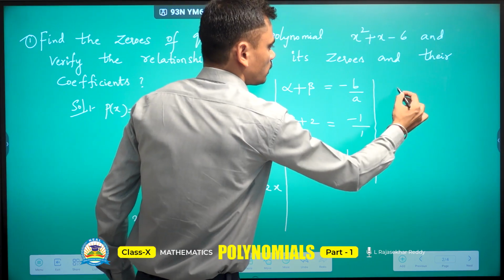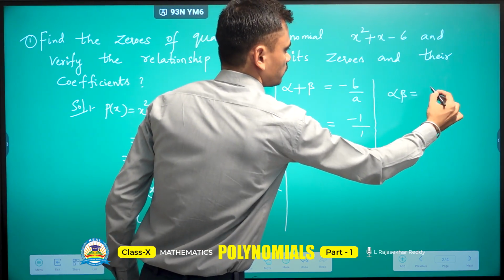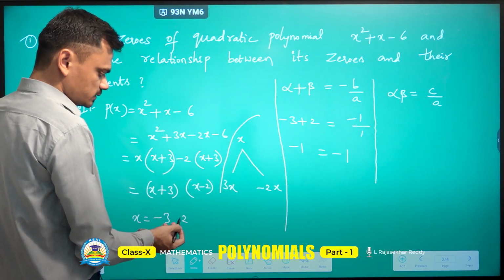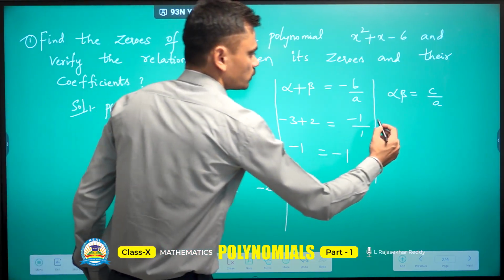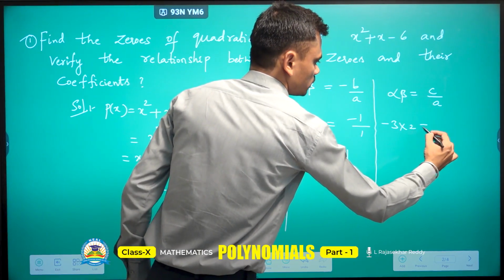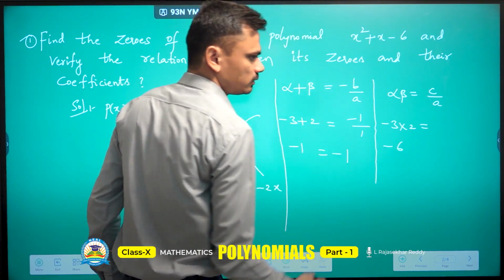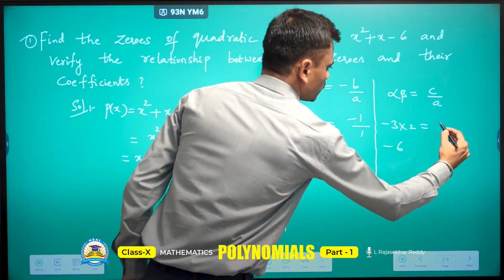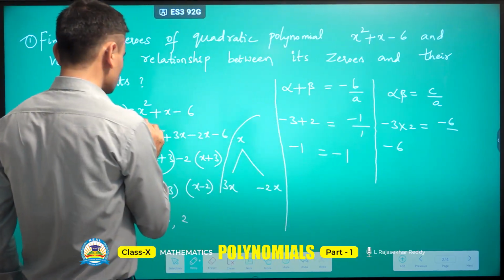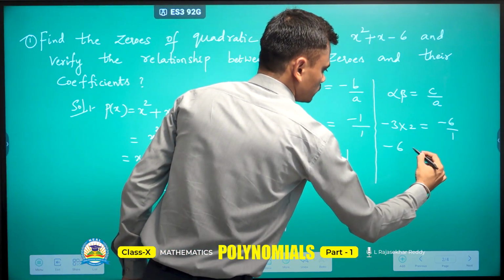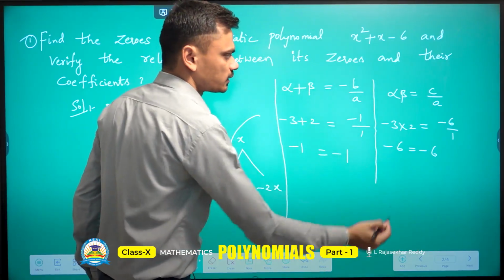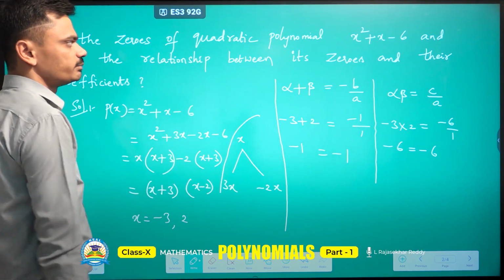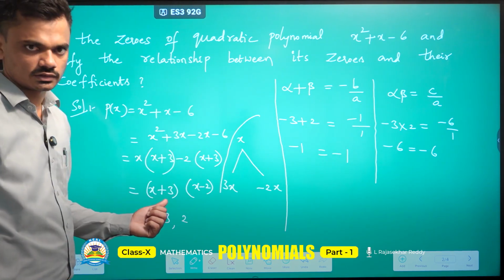Next, alpha into beta, I told already, it is c by a. Let us check. Minus 3 into 2 is equal to minus 6. Now c by a, what is the c value here? Minus 6, and a value 1, is equal to minus 6. See, here also we got minus 6 and minus 6. This is the verification of the relationship between its zeros and their coefficients.